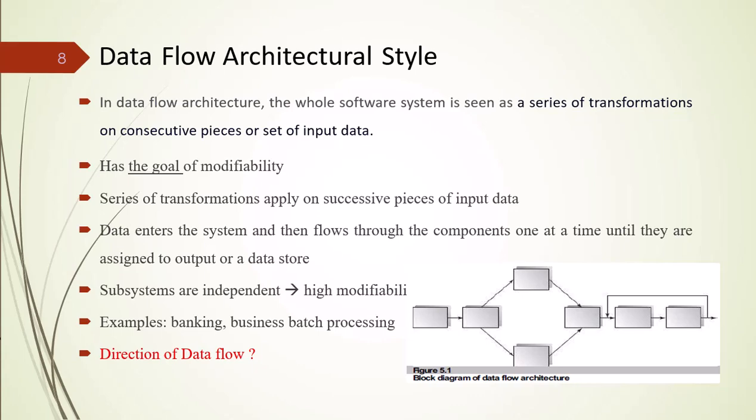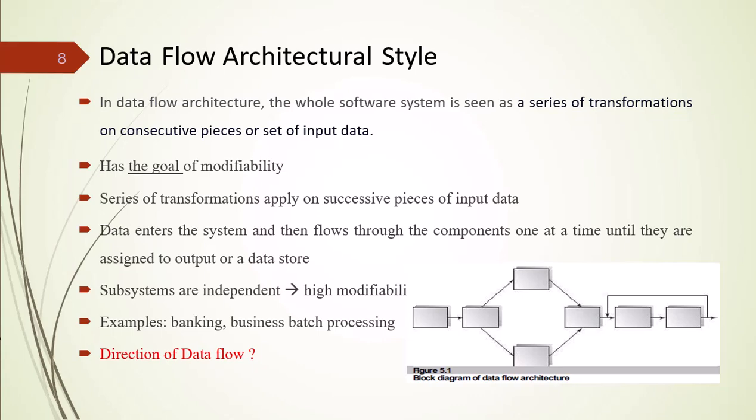So subsystems are independent. Remember that the subunits, the subsystems that comprise the data flow architecture, do not depend on each other. Independence here means that each subsystem has a specific role, and if there is a problem in some particular subsystem, then we can easily replace it. High modifiability. So modifiability is the main goal of data flow architecture.